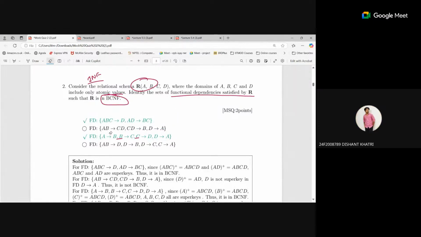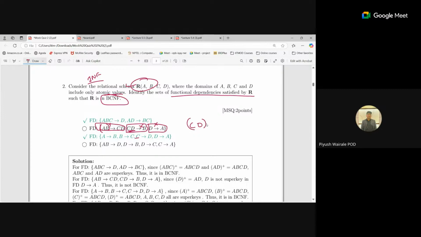Sir, please repeat this second option. In the second option, you can see AB. Take the closure of AB. Yes, that is correct, AB, CD. I am going to get all the attributes. But what about this FD and this FD? This is violating, right? The left hand side is not a key. If you take the closure of CD here, I am going to get CDB only, right? Sir, we will also get D from A. Oh, sorry, A to D also, yes, this is also correct.